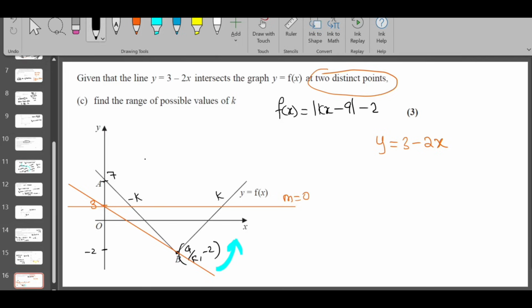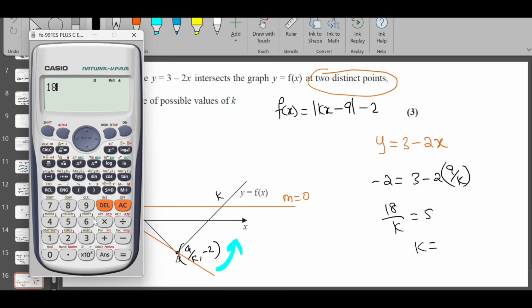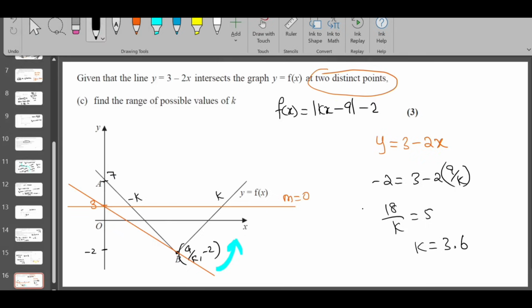So let's substitute the vertex into the straight line. Minus 2 is equal to 3 minus 2 times 9 over k. So 18 over k is 5, and k is 18 over 5. You can keep it as 18 over 5 or 3.6.